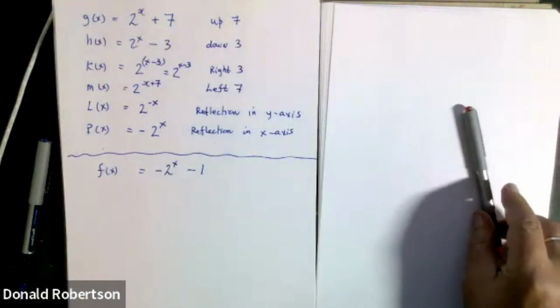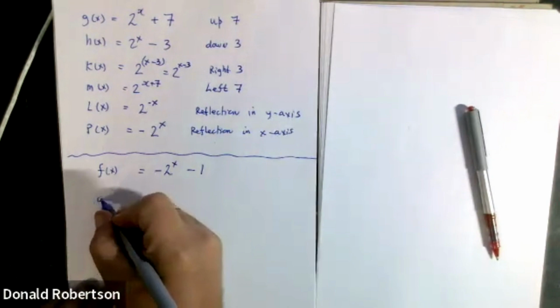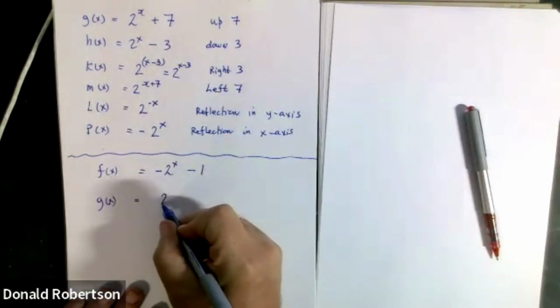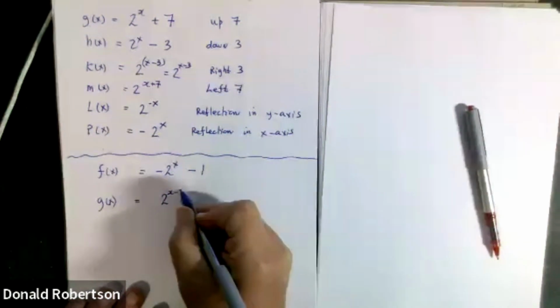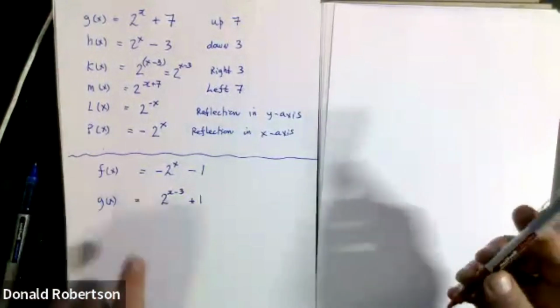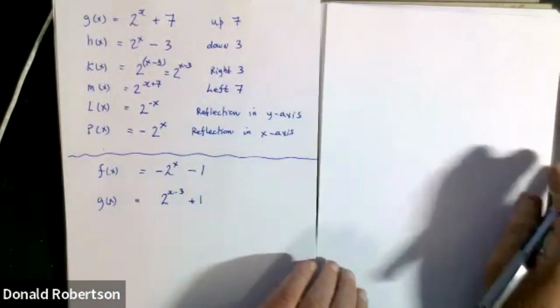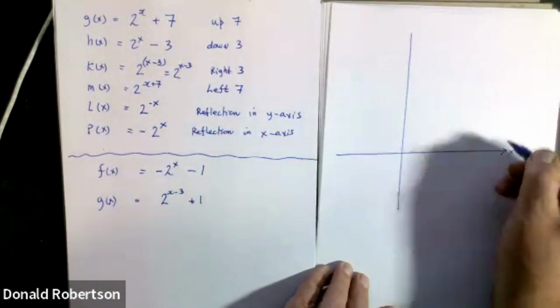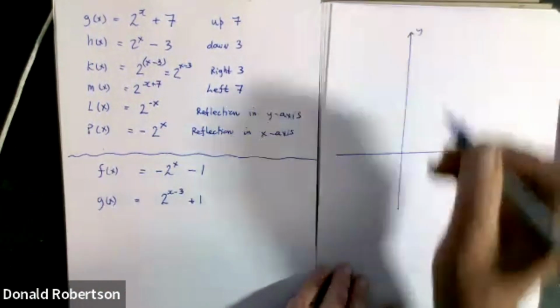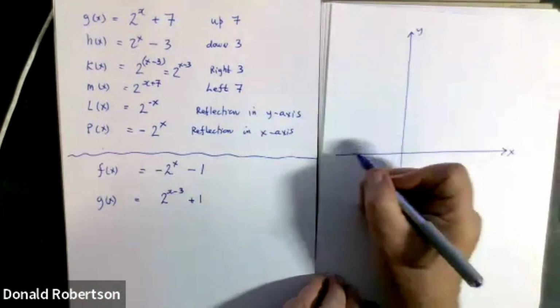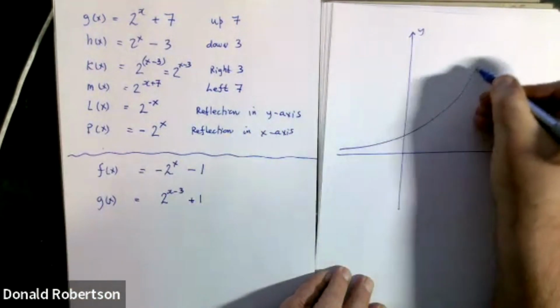Try another one. Let's suppose I wanted to do 2 to the x minus 3 plus 1. I'm going to sketch that guy. So let's start off with my basic building block shape, which is 2 to the power of x. And we know what 2 to the power of x looks like. It looks like that.